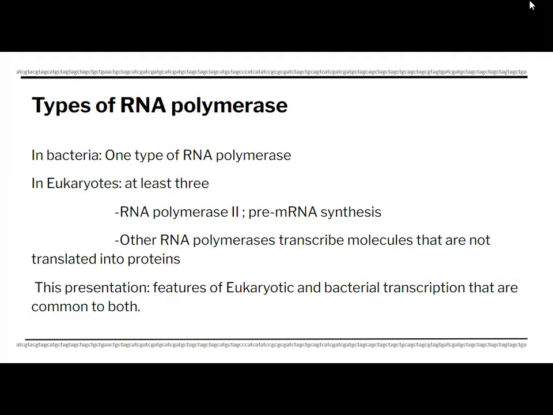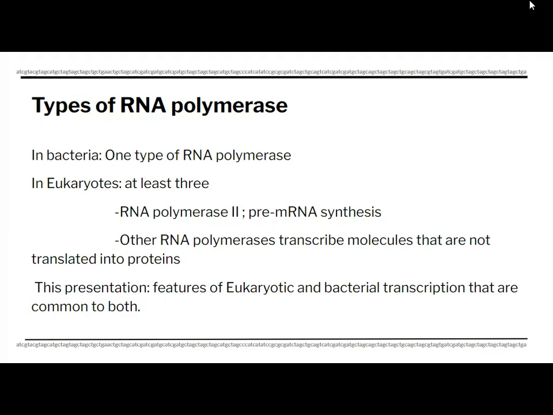We also have the different types of RNA polymerase. In bacteria, there is only one. So bacteria only have one type of RNA polymerase, but in eukaryotes, we have at least 3. While there are at least 3, the biggest one that we are going to talk about is RNA polymerase 2, which does pre-mRNA synthesis.